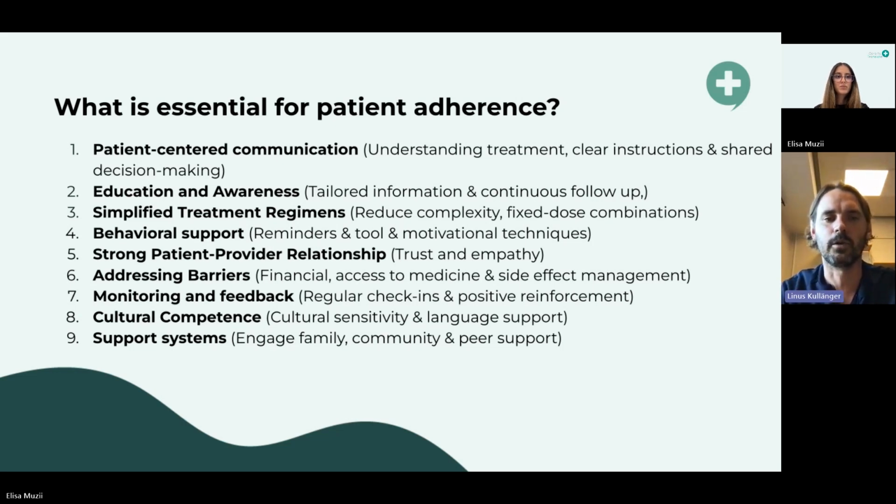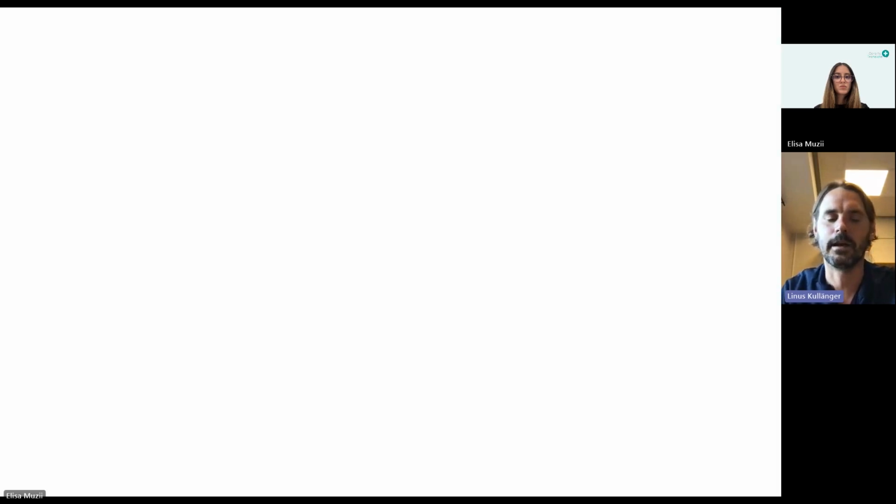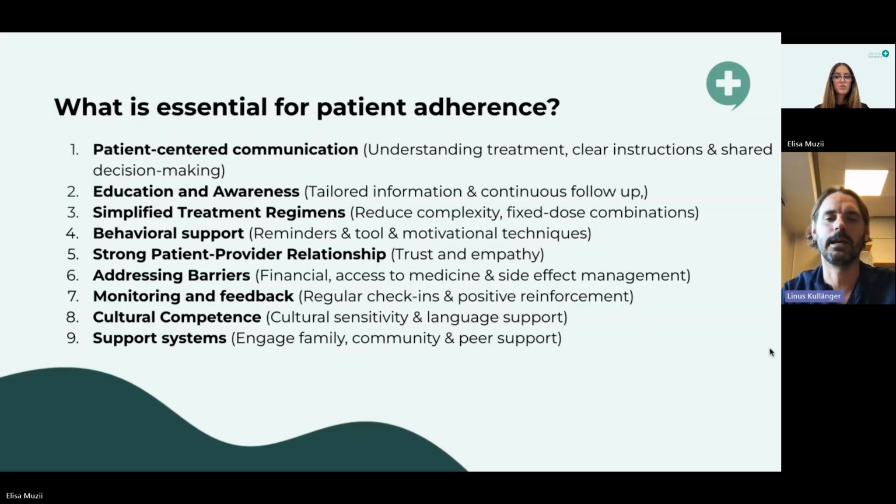The fifth is a strong patient-provider relationship. You have to make them trust you. You have to show that you are empathetic and that you care for them. I would say we have this on number 5, but this is one of the most important things, because if they don't feel trust for you as a medical professional, they won't listen to you. They won't take your advice as seriously as you want.